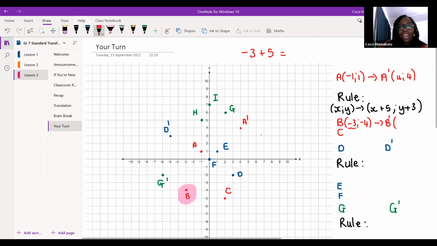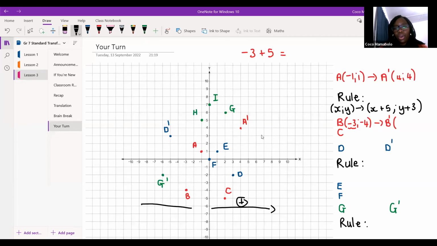So if I had to plus 5, I'd be moving to the right. When we're plusing, we're going that way. When we're minusing, we're going that way. So if I need to plus 5 and I'm sitting here at minus 3, I'm going to go 1, 2, 3, 4, 5. I'm sitting right above 2. So my new coordinate for B prime is going to be 2.